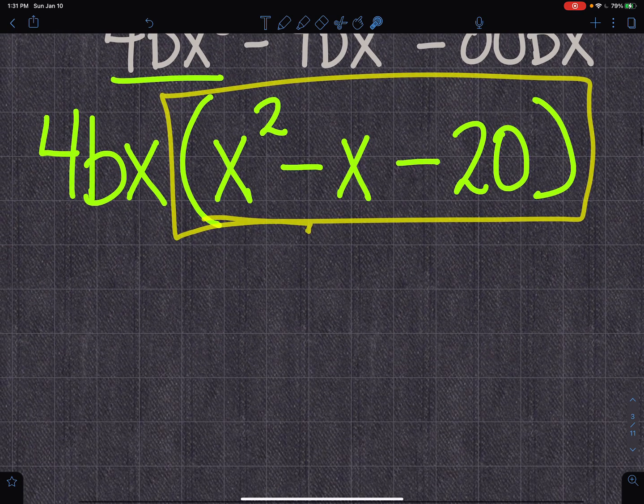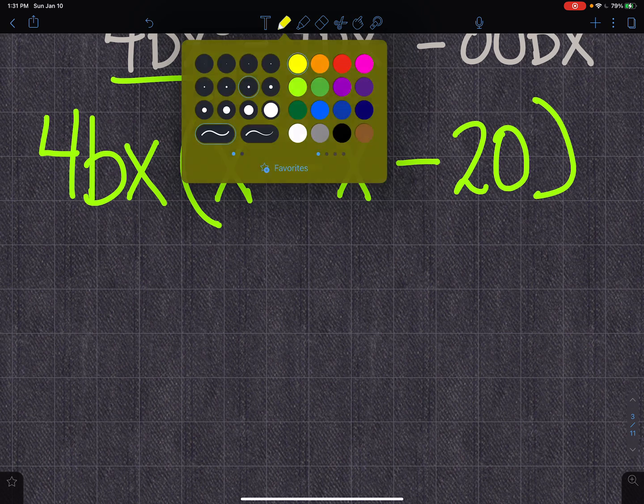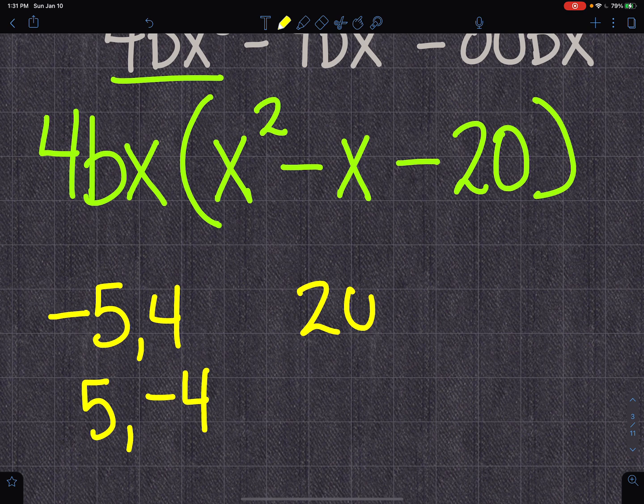So I need two numbers that multiply to 20 and add to a negative 1. And it's got to multiply to a negative 20. I can't forget about that negative. So what if we do a negative 5 and 4? Or it could be 5 and negative 4. Or it could be 20 and 1. But there's no way I can get those to add up to a negative 1. So I'm just going to get rid of those factors.